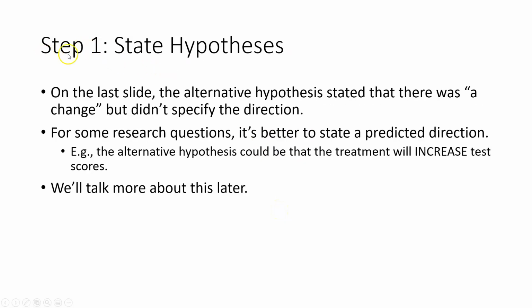Now we're still talking about step 1, which is to state the hypotheses. On the last slide, the alternative hypothesis stated that there was, quote, a change, but it didn't specify the direction, like if it's going to get better or worse. For some research questions, it's better to state a predicted direction. For example, the alternative hypothesis could be that the treatment will increase test scores, but we're going to touch on this later.